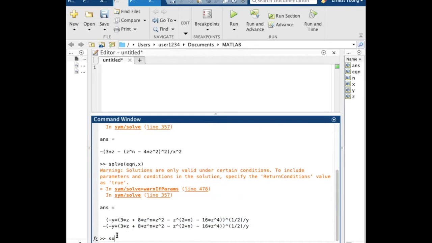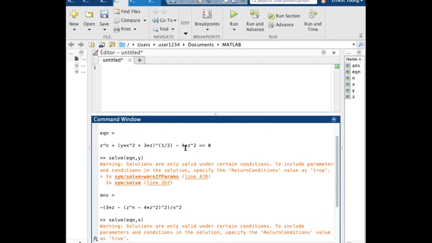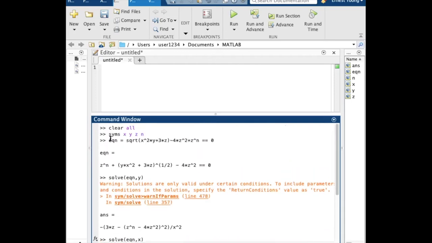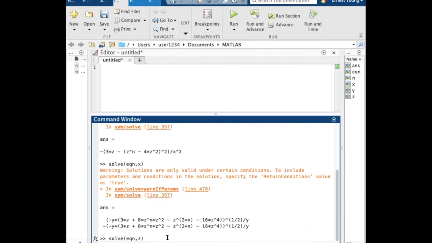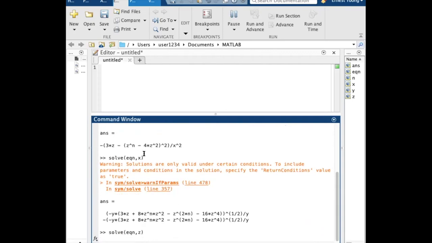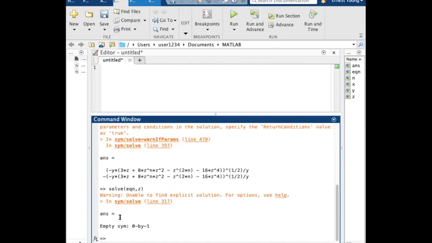But for solving the equation for z, we can't do that because we have the variable z to the power of n. If you look back here at the original equation, where z is to the power of n, we can't solve it. So if we enter it, it might not be possible. We get something saying we can't solve it. It's not possible to solve.